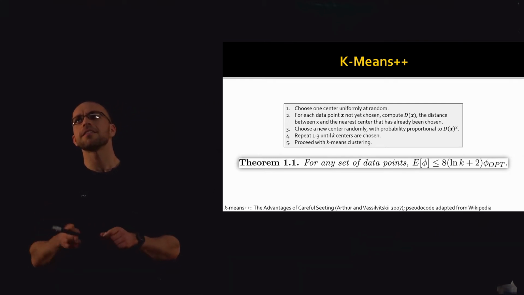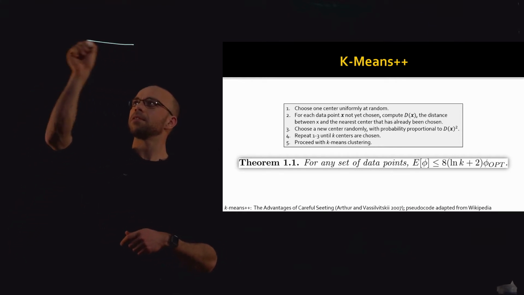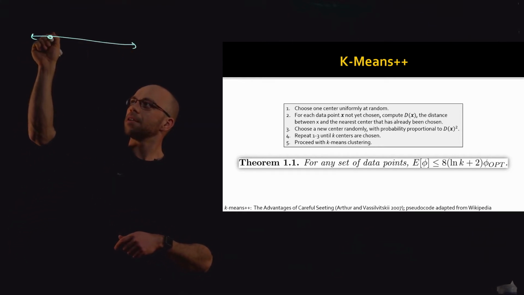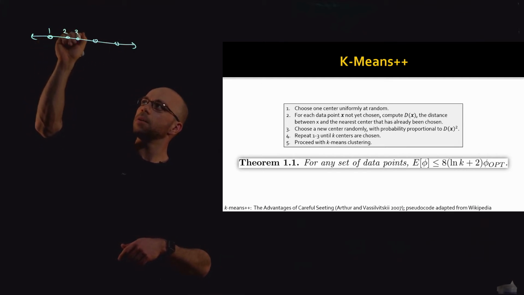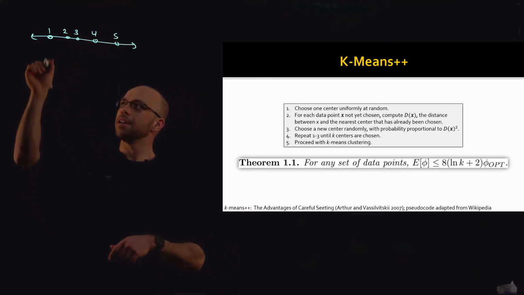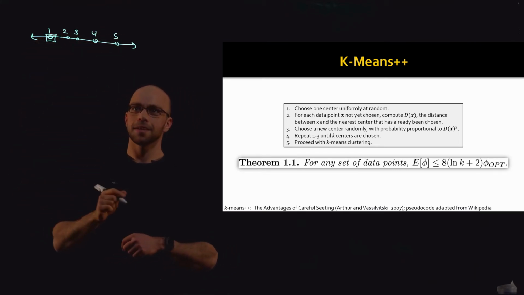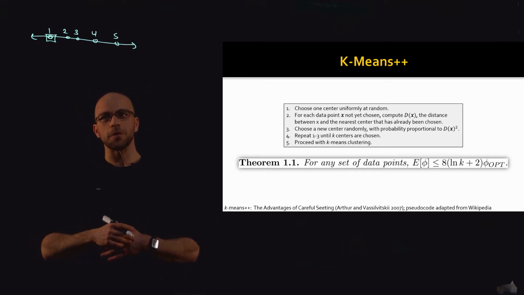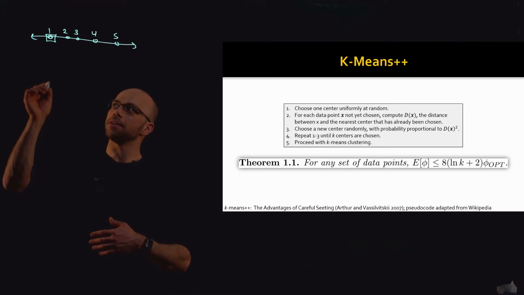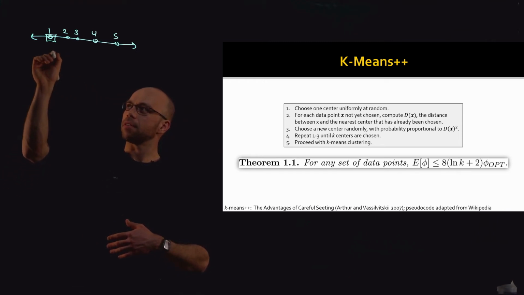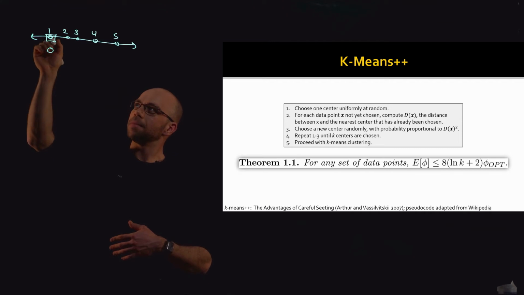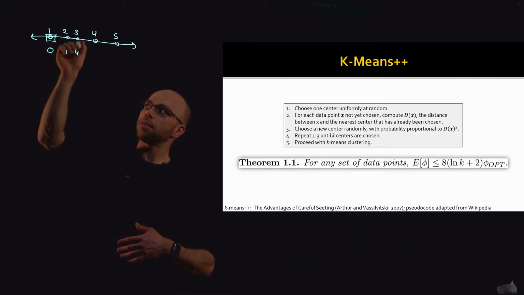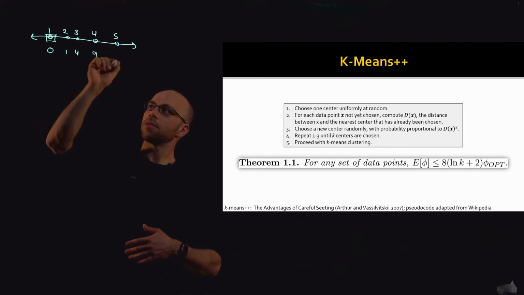So for instance, let's say that all of my data points happen to just be on a line here. So I have a data point at 1, 2, 3, 4, and 5. And initially I choose 1 as my first cluster center. Then what we're going to do is construct this distance squared function. So this is going to be, let's see, 0. The distance between the first data point and second is just 1. So 1 squared is 1, 2 squared is 4, 3 squared is 9, 4 squared is 16.